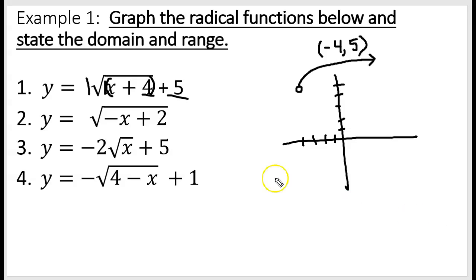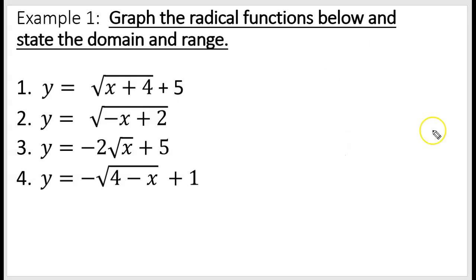So that's the basic idea there. Plot your starting point and then use the A and the B to determine the direction. Positive A means up, positive B means right, so up and to the right. All right, let's go ahead and move on to another one here.